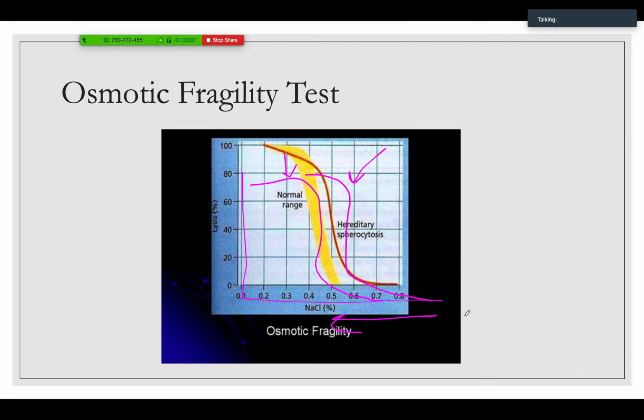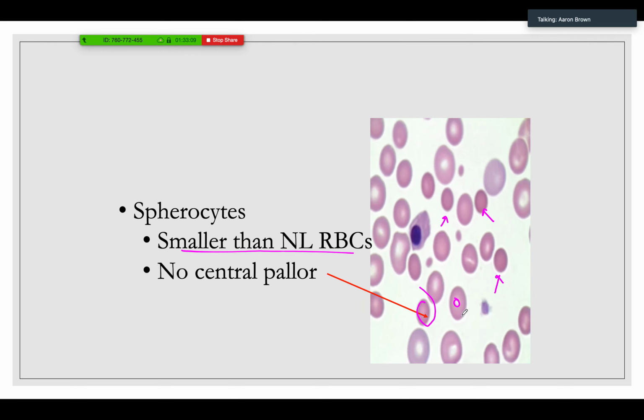Okay. Any questions on our spherocytosis? If you're asked, what is the treatment for this? Say splenectomy. Take out the spleen, and these patients are going to be okay. All right, great.